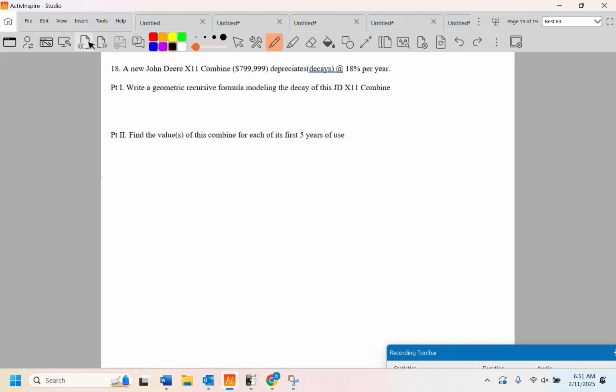So this one's for you farm kids. This is a John Deere X11 combine, almost 800 grand. Decays or depreciates at 18% per year. Write a geometric recursive formula modeling the decay of this John Deere X11 combine. So keep in mind some of the stuff you've already learned. That's decay, right? 1 minus r. So 1 minus 0.18 is 0.82. Now, in our geometric sequences, that's the ratio. You are multiplying by 82 hundredths as you move right. That makes it shrink at 18% per year. Now, I want the geometric recursive formula.